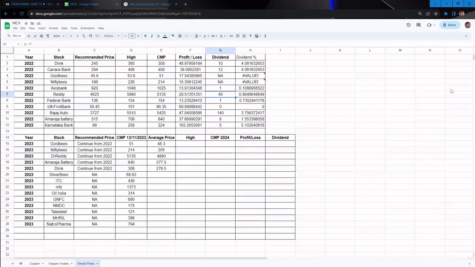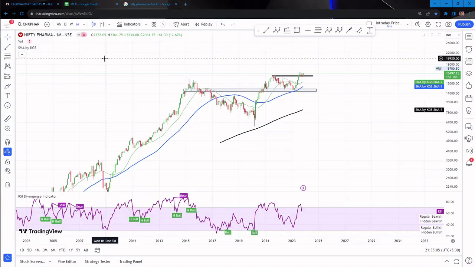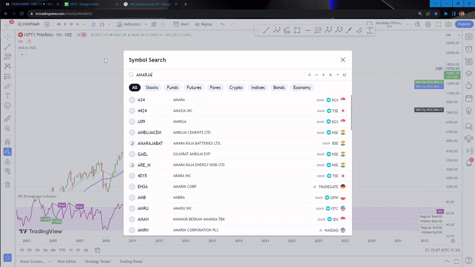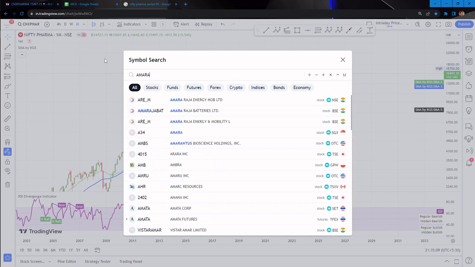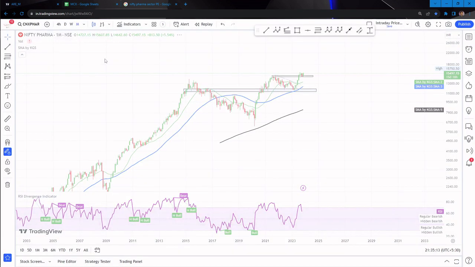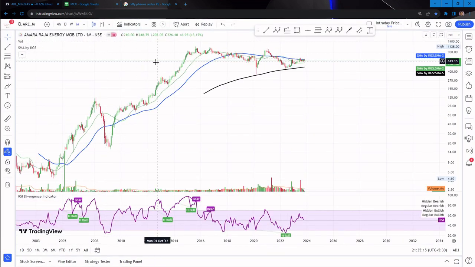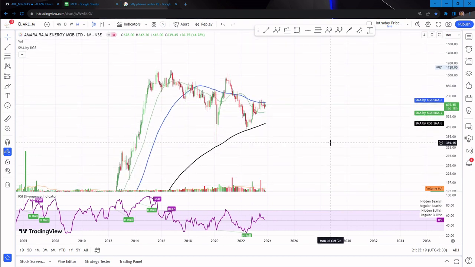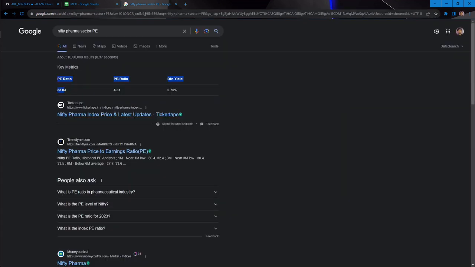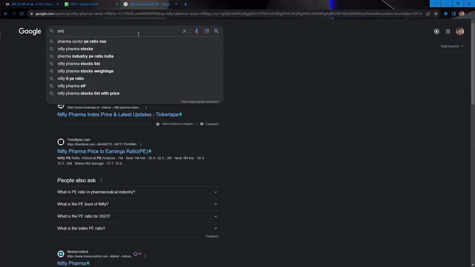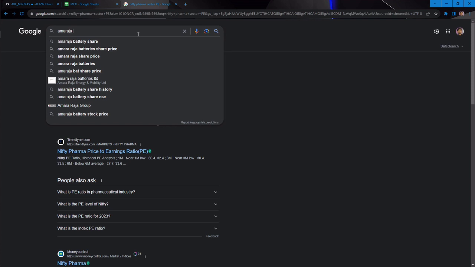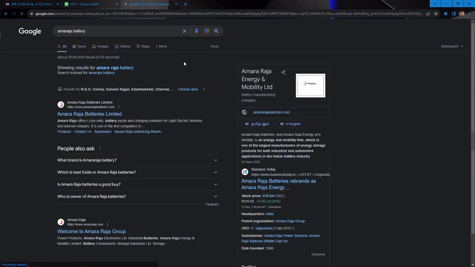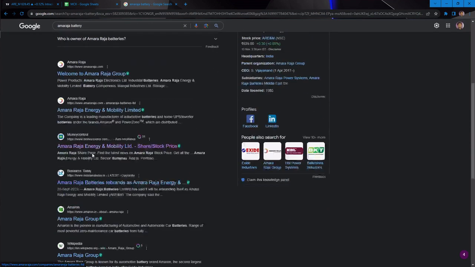Clear. And the next stock is Amara Raja Battery, and this was also recommended last year, and they have changed the name. Amara Raja Batteries has been changed to Amara Raja Energy and Mobility. Amara Raja Battery is actually an underperforming stock, but on the basis of results it is actually good. Let's go to Moneycontrol.